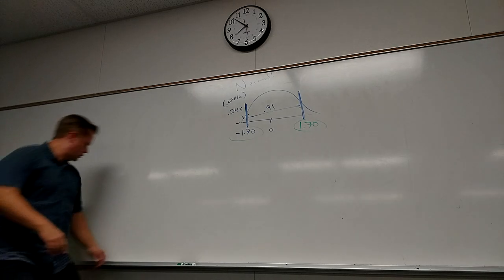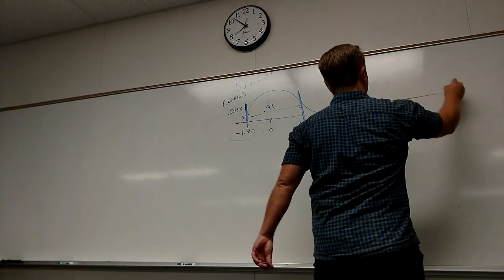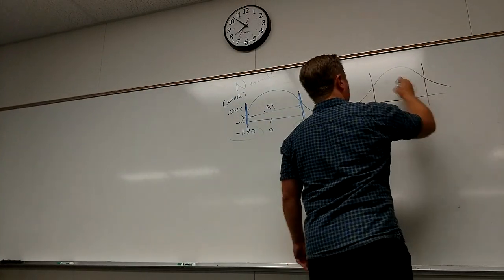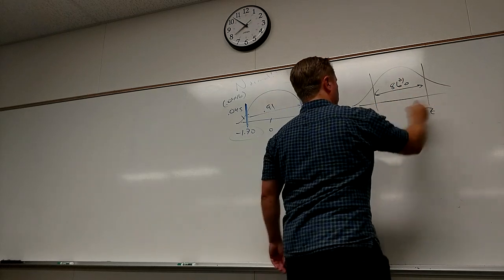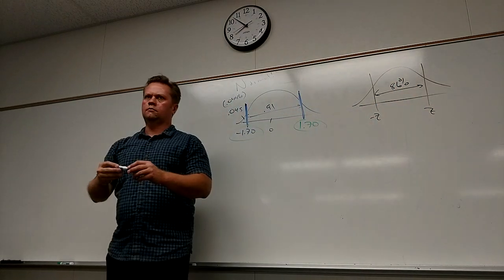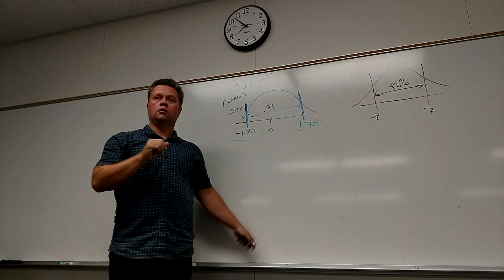All right, let's do another one. Take a minute and figure out what z-scores bound the middle 86%. What are these z-scores? 7. So in the positive. So we're here in the positive. We have to look in the positive.